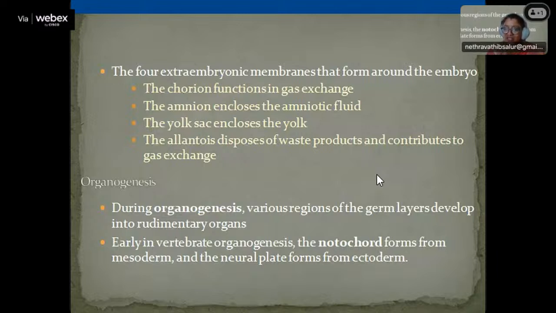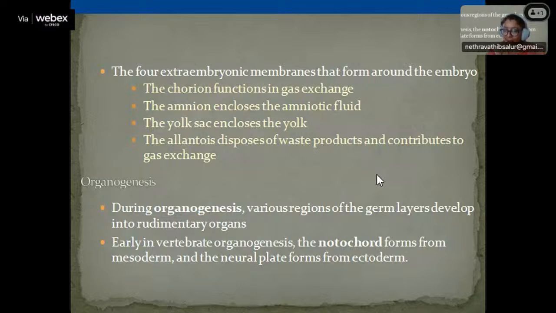Actually, it is very less or least because the food for the fetus will be got from the mother itself. Now you also have the allantois. This allantois will produce waste, which it will dispose from the fetus. Now after this, what is going to happen?